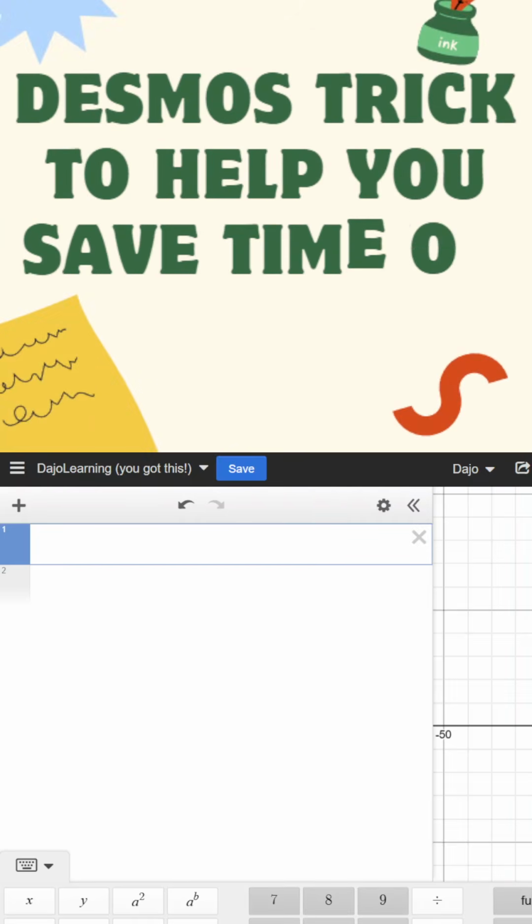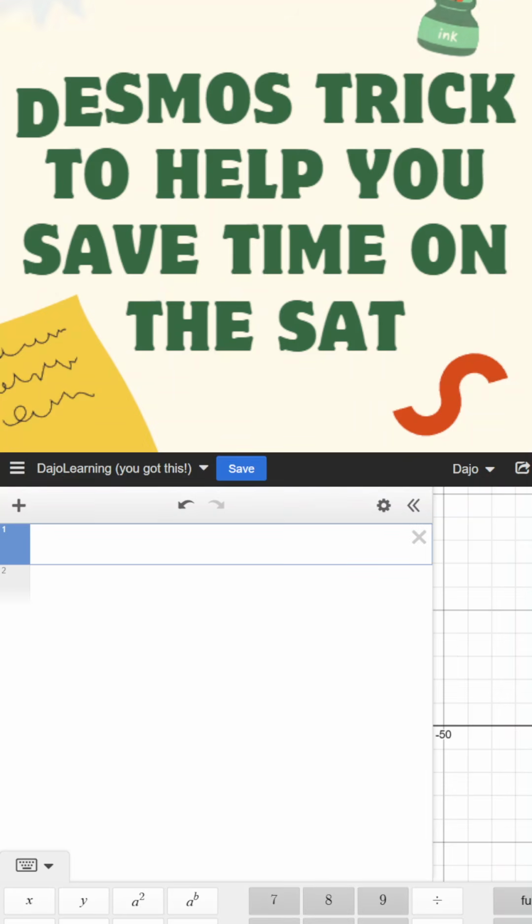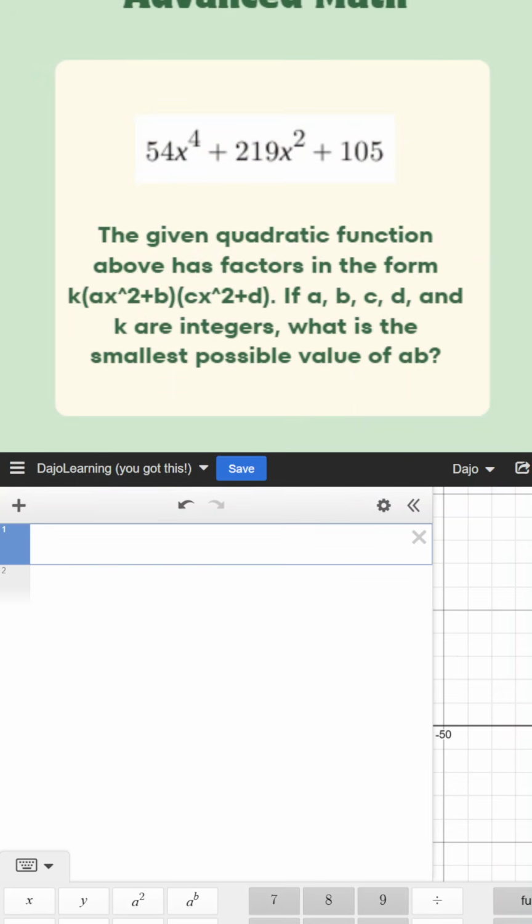Here's a Desmos trick to help you save time on the SAT. Let's get into it. So we're given an equation here, and what I want you to realize instantly is that we're given the quadratic and we're given a factored out version of the quadratic. And I want you to notice k. And what is k?